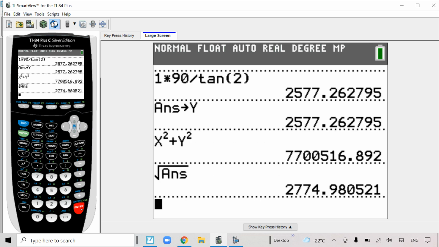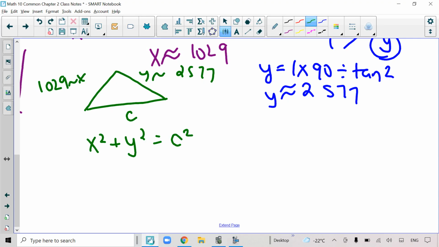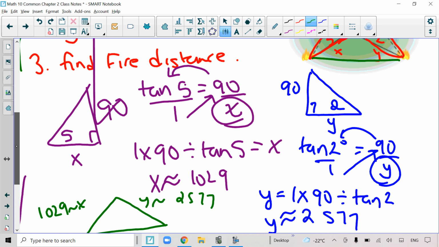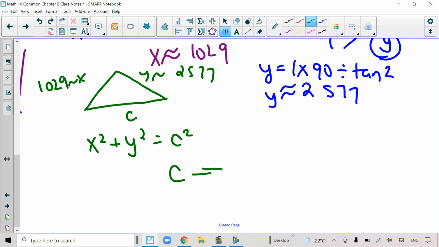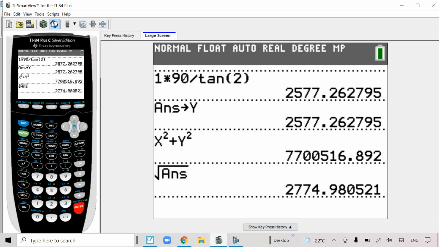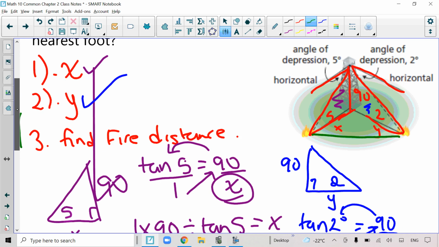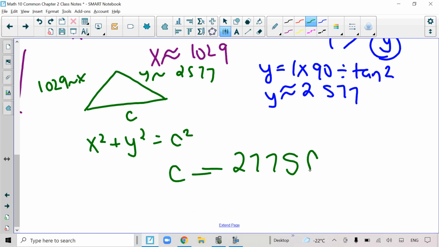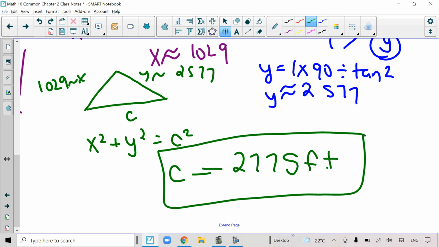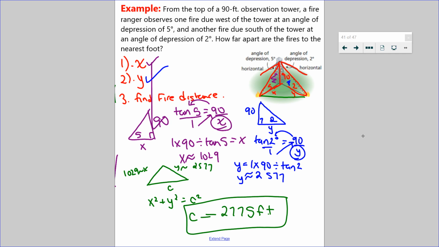So how do they want us to round this? Let's go all the way back up. They want us to round it to the nearest foot. So I know that c is going to equal 2,775 because the 9 tells us to round it up. So 2,775, and our units are feet. That's how far apart they are. So not rounding till the last step increases the accuracy of my answers. So you guys can do that using the store function or just go up and grab your values, whichever way you want to do it, as long as you're not rounding until the last step.